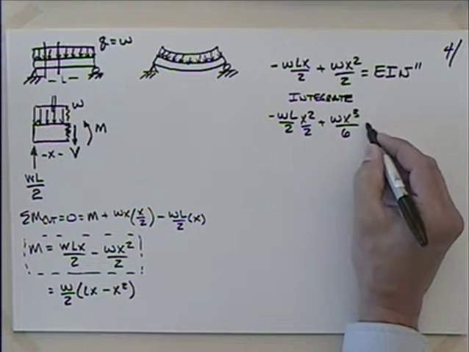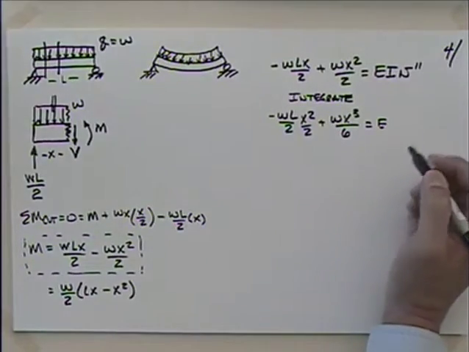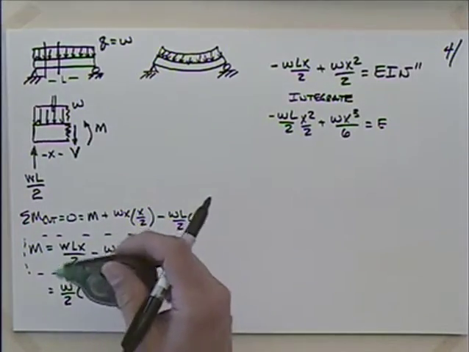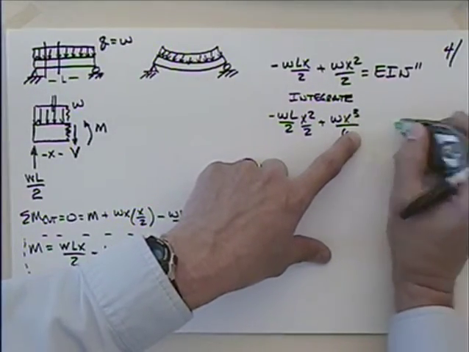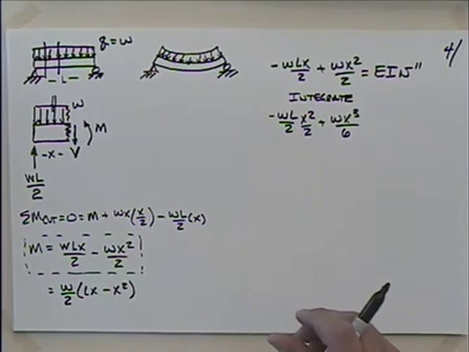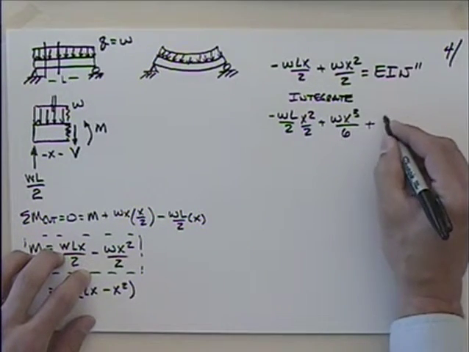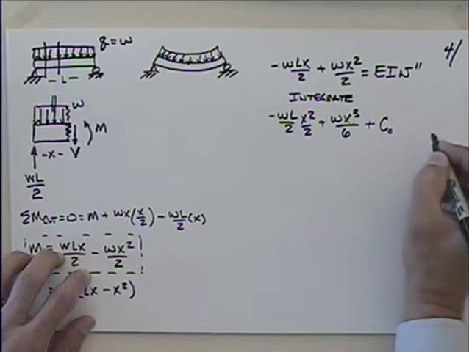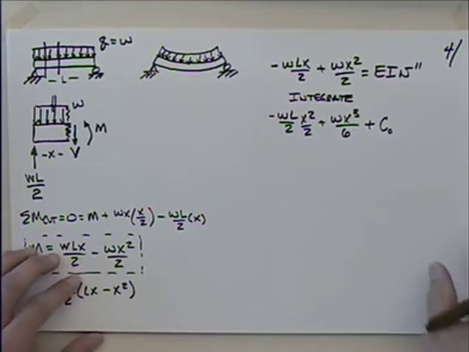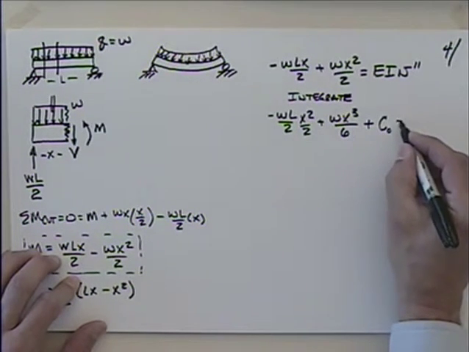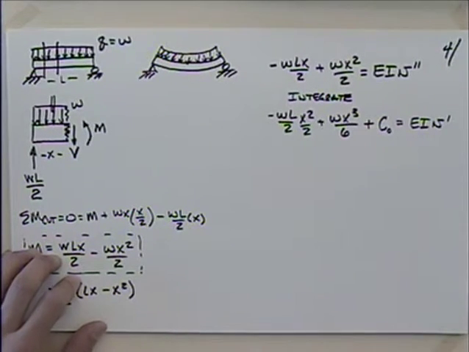Is equal to E. I forgot something, didn't I? Plus C, I'm going to call it C naught. I have a constant of integration, don't I? So I better put that in there. So C naught is equal to EI v prime.